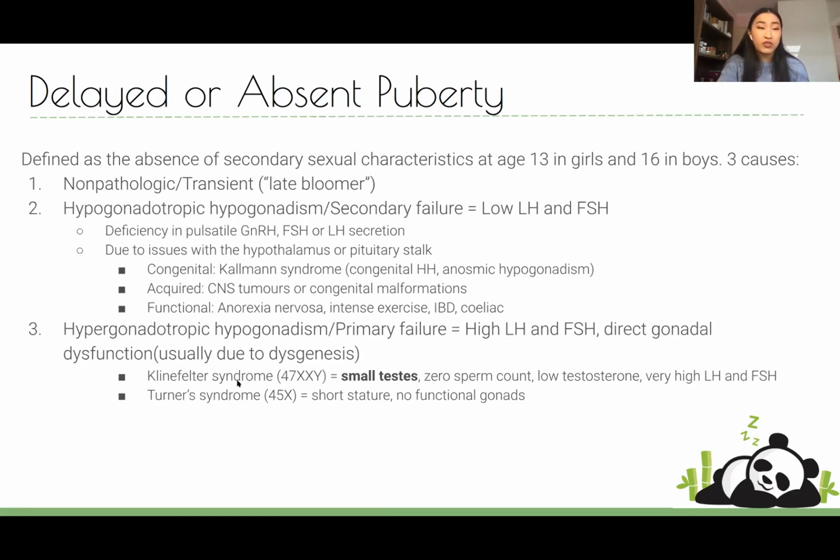Hypergonadotropic, just think of your 2 chromosomal abnormalities. So Klinefelter syndrome, XXY, they have small testes, no sperm count, low testosterone. And Turner's syndrome, short stature, no functional gonads. Probably an important note, Turner's syndrome would be phenotypically female. So you're looking at a female, whereas Klinefelter's is a male that you're looking at.